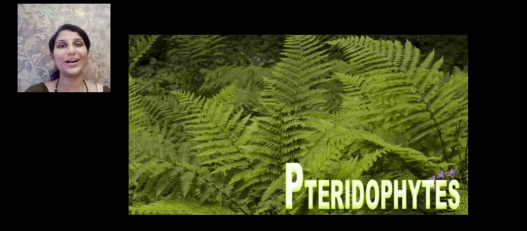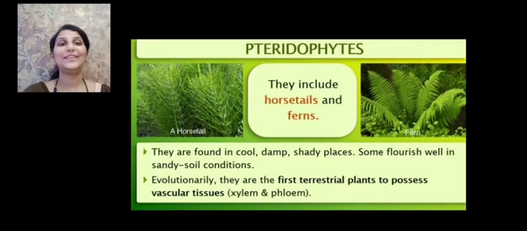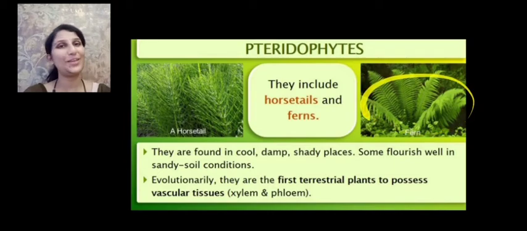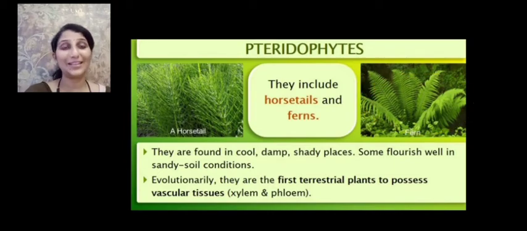In this module, we are going to learn about the third division in kingdom Plantae, that is pteridophytes. The pteridophytes include horsetails and ferns. This is very common in most of our houses. These are the ferns and they belong to the division pteridophytes. They are found in cool, damp, shady regions and some can flourish very well in sandy soil conditions.